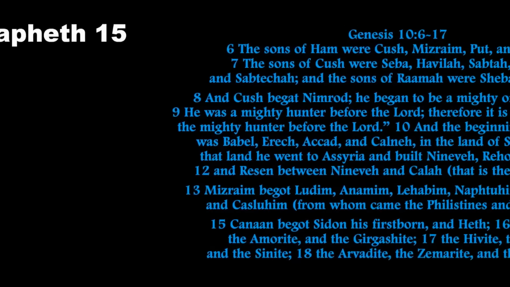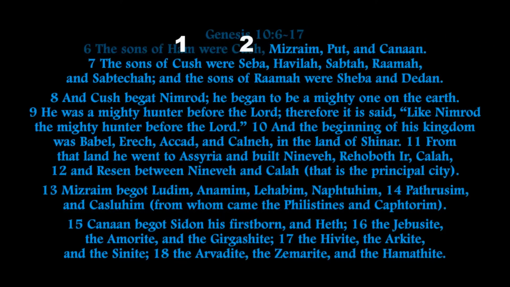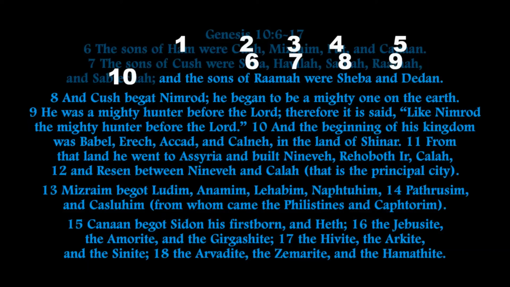Now let's count Ham's descendants, starting with Ham. 1, 2, 3, 4, 5. We don't have to count Cush. He was already counted in verse 6. Start again with Seba. 6, 7, 8, 9, 10. Again, Rama already counted. 11, 12. Then count Nimrod, 13. Then go down to Mizraim in verse 13.